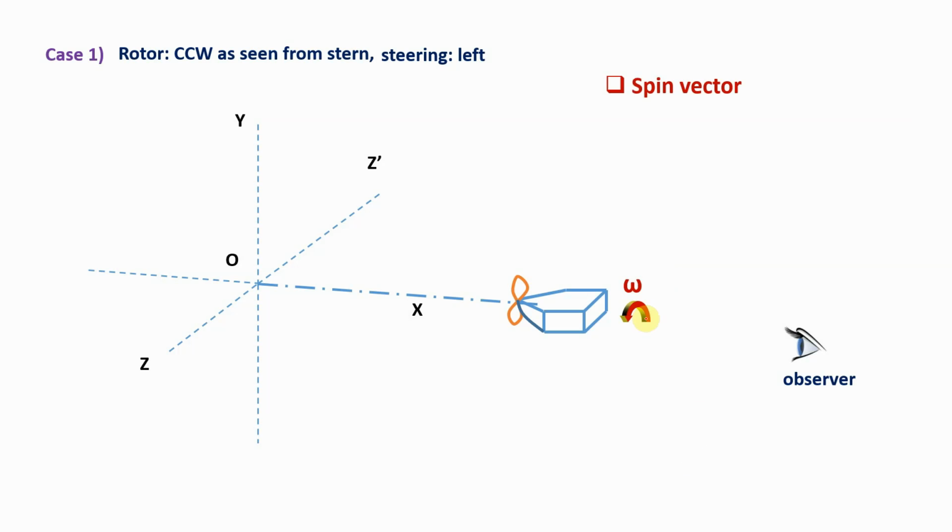So we curl the fingers in the sense of omega, and the thumb of right hand will point in the direction representing spin vector. When we curl the fingers of right hand in the sense of omega, thumb will point this way. So that is our spin vector. We place this spin vector at the origin, at its tail.